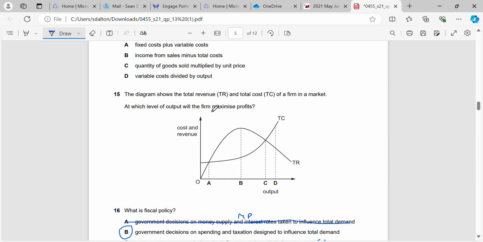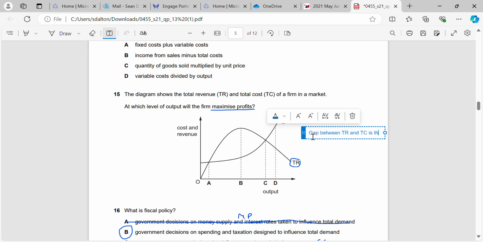Okay, diagram shows the total revenue and total cost of a firm. At which level of output will the firm maximize profits? Okay, so here we've got our total cost curve, and here we've got our total revenue. So basically the idea behind maximizing profits is very simple. It's going to be where the gap between total revenue and total costs is the highest. Okay? Because our profit will be calculated by the amount that we're selling, which is our revenue, minus how much it's costing us to make it.